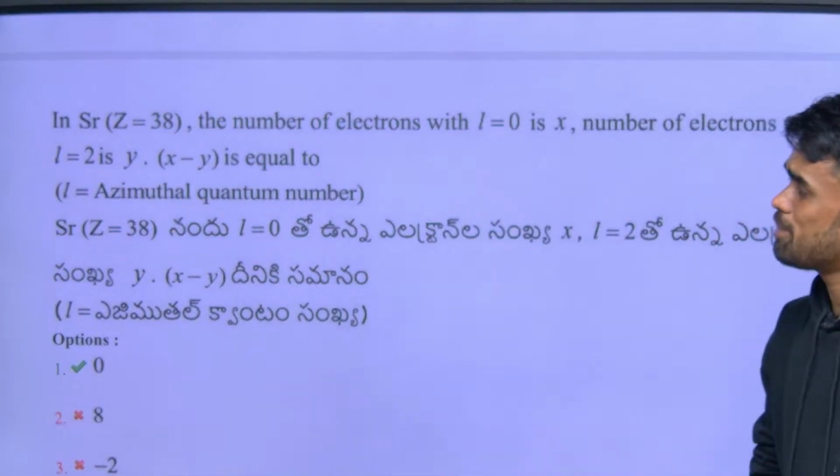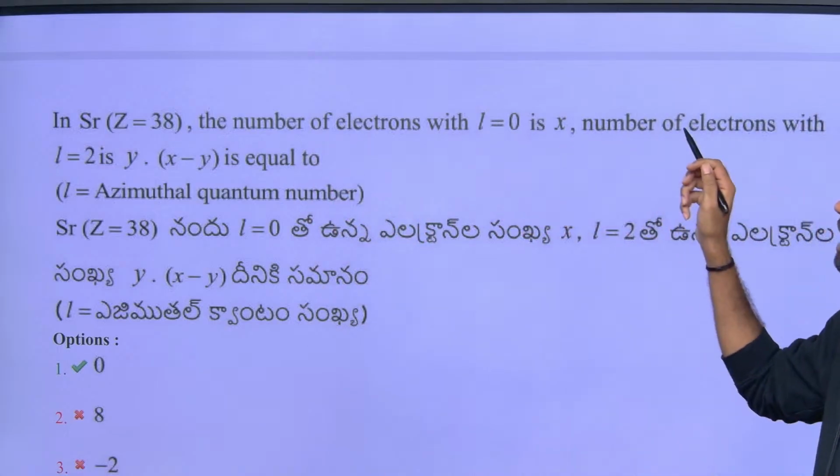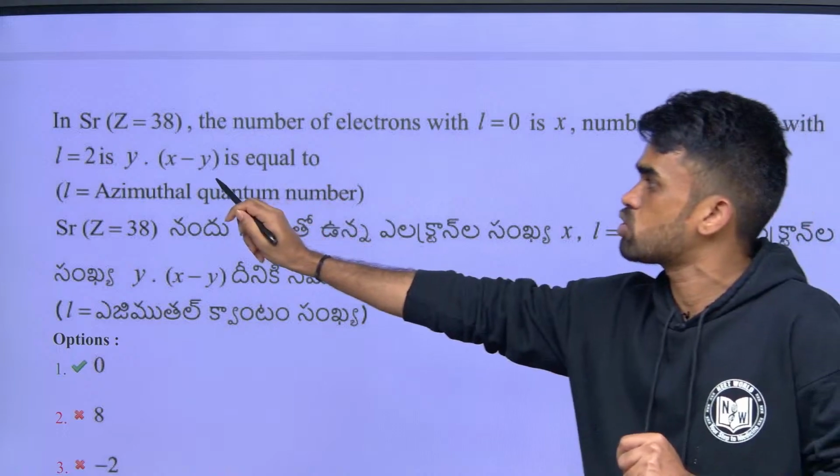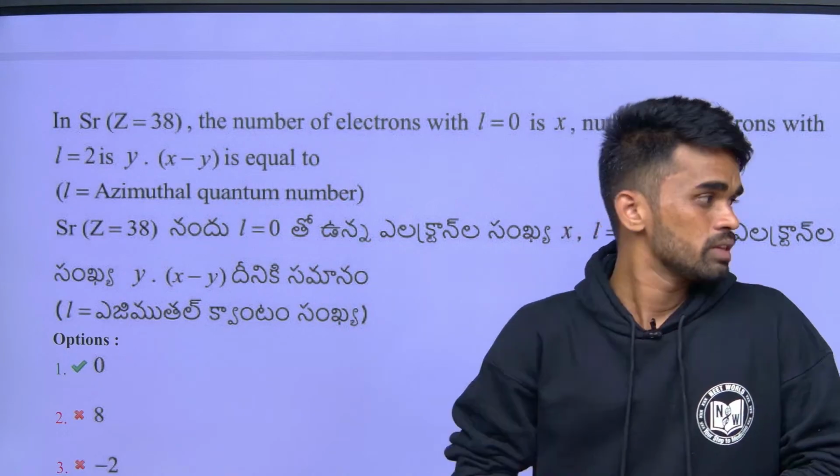Now let's have one more question. Strontium, atomic number also given as 38. The number of electrons with L equals 0 is X. The number of electrons with L equals 1 is Y. What is the value of X minus Y? They are asking about that.